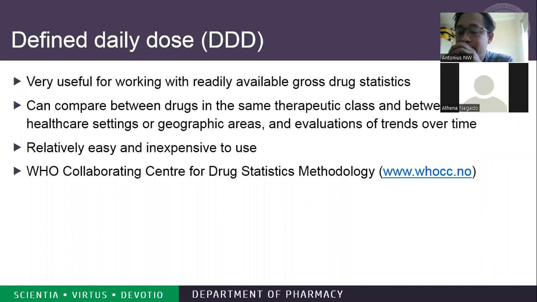So, for example, if the amoxicillin defined daily dose in hospital A is, let's say, 7, and in hospital B it is 10 for the same antibiotic, then we can say that the antibiotic is used more intensively in hospital B than in hospital A. So it is just a drug statistic.